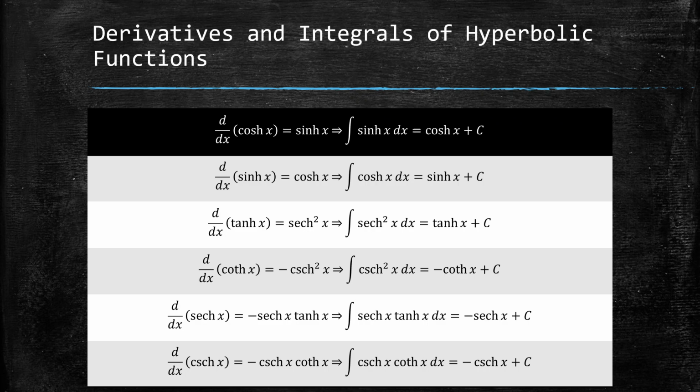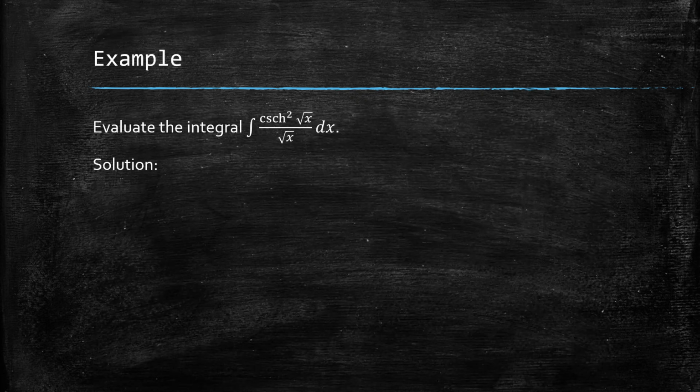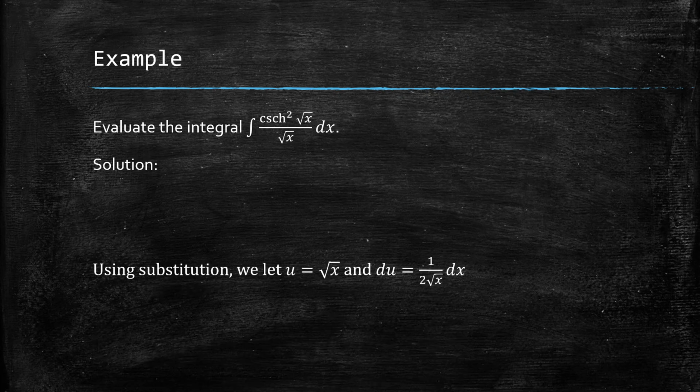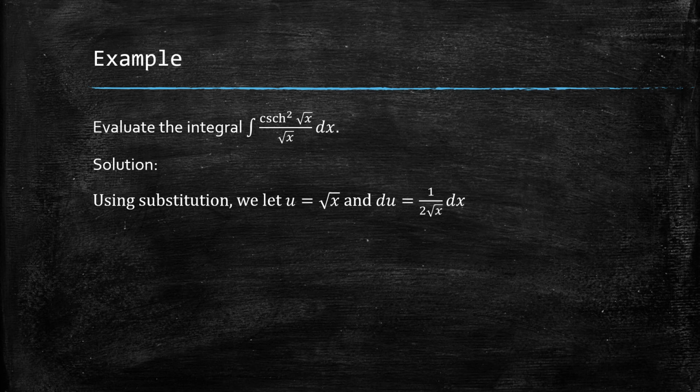Now let's look at one example of an integral involving hyperbolic functions. For this example, you are to find the integral of the square of the hyperbolic cosecant of the square root of x divided by the square root of x dx. To solve this problem, we will use substitution by letting u equal to the square root of x. This gives us du is equal to 1 divided by 2 times the square root of x dx.